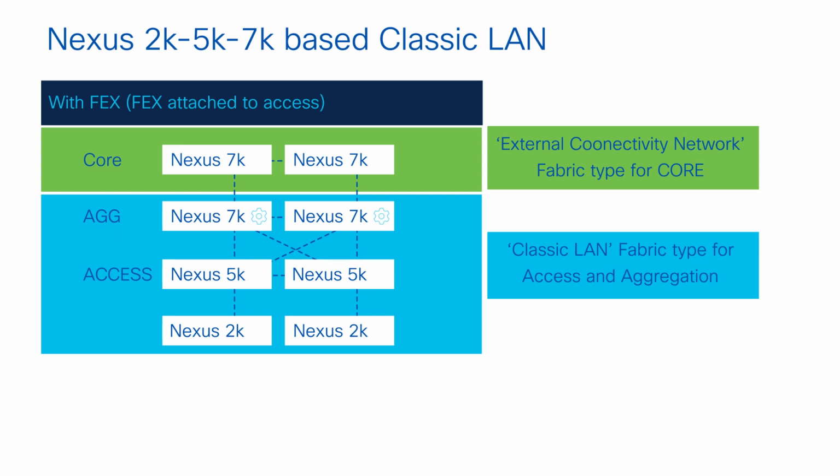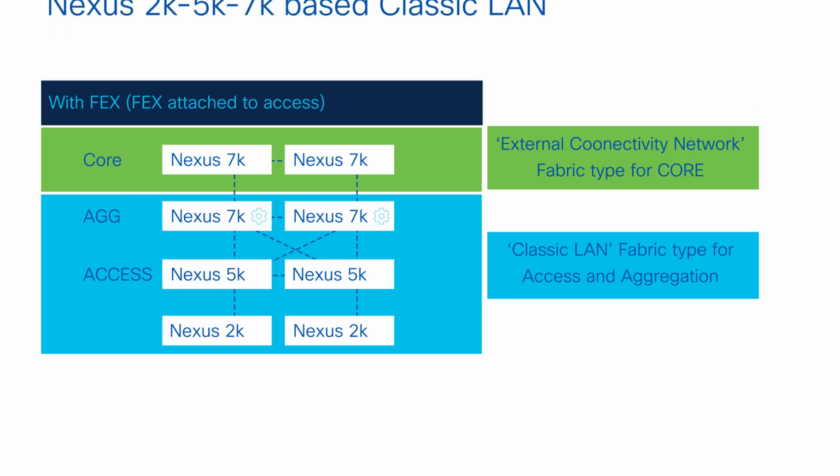So even for existing NDFC customers, the way this is being managed today is that we have our access and aggregation sitting in the legacy classic LAN fabric type, and the core is sitting in what we call the external connectivity network fabric type. Now these can still be managed. We do have templates to provide different capabilities, but the automation aspect is missing. The workflows for provisioning are not as polished as what we get with Enhanced Classic LAN, and of course the whole support for brownfield is also missing in this fabric type.